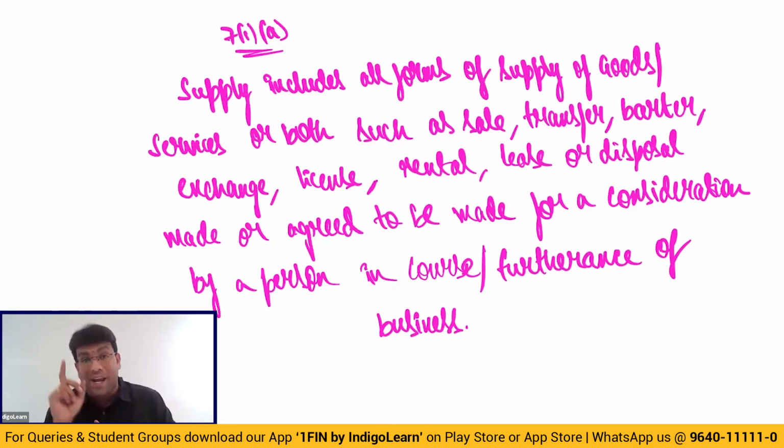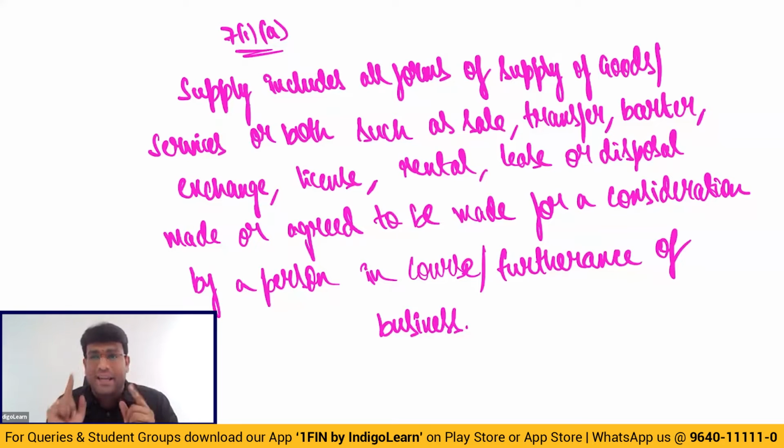That transaction will become a supply. In that there is no doubt. Come on, guys. Supply includes what? All forms of supply of goods or services or both, such as sale, transfer, barter, exchange. The difference between barter and exchange is that in barter, there is no monetary consideration. But in exchange, there is some monetary consideration involved.